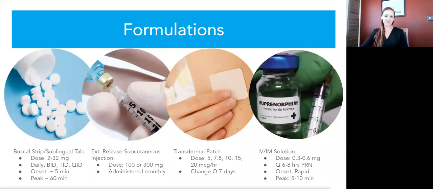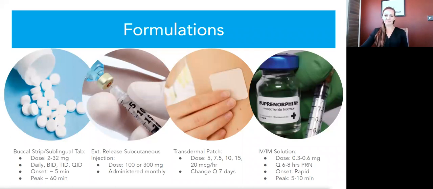All right, the next formulation is the transdermal patch. This is often used for pain management, and it can also be used for transitioning patients from methadone to Bupe. It comes in a variety of doses, and the patch is changed every 7 days.